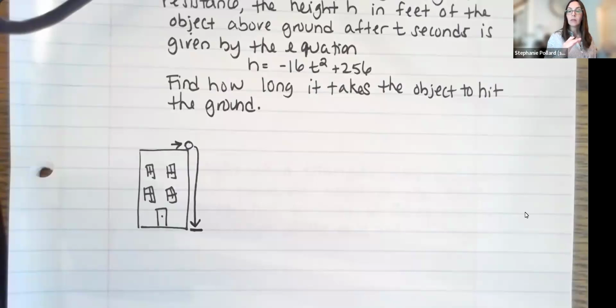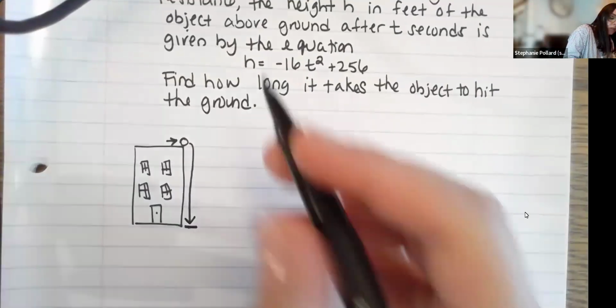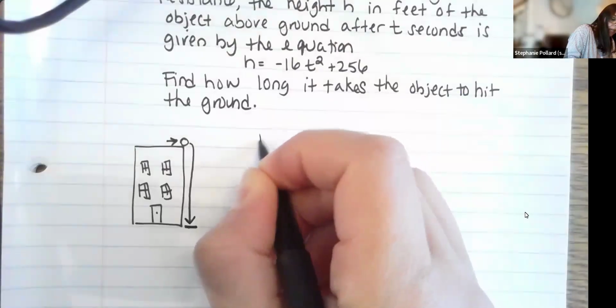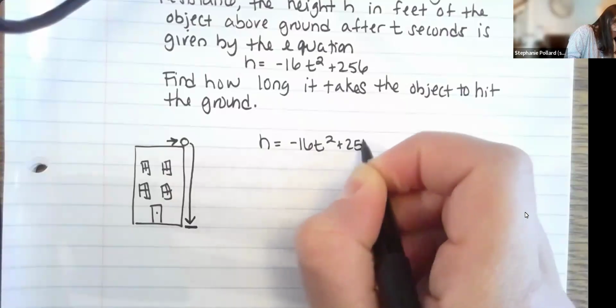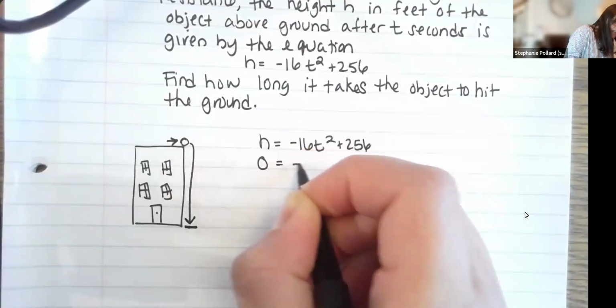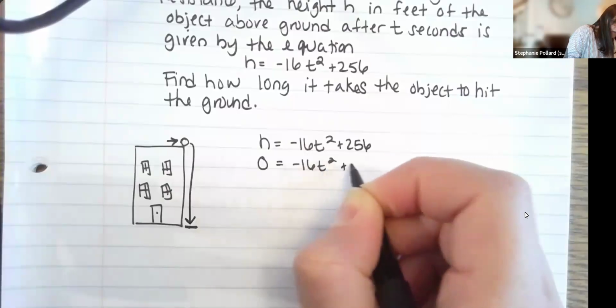If we're on the ground, the height of that object then would be 0 feet, right? It'd be 0 feet off the ground. So our h would be 0 here. So what we're doing is we're actually solving for h, in our equation, h equals negative 16 t squared plus 256, is we're solving when h is 0. So when is that height equal to 0?